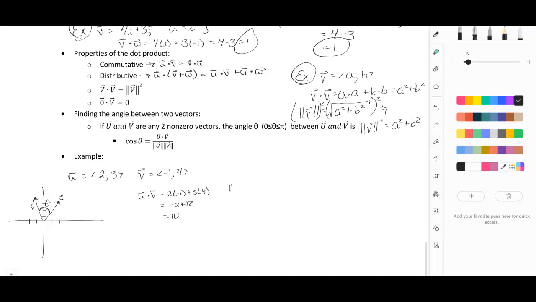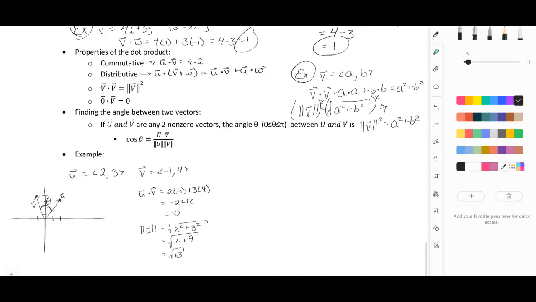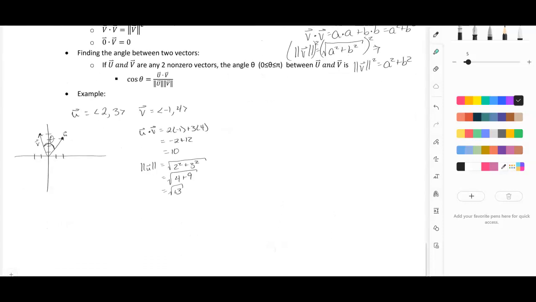I need to find the magnitude of u, which is going to be the square root of 2 squared plus 3 squared, or square root of 13. And I need to find the magnitude of v, which is the square root of negative 1 squared plus 4 squared, which is the square root of 17.